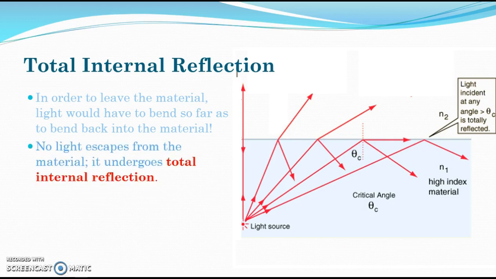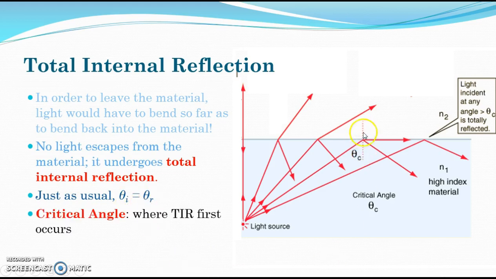The light, therefore, doesn't leave the material. One way or another, it's going to stay. We call this total internal reflection. Total reflection occurs right here at the critical angle. Past this critical angle, the light hits the surface, reflects off of it, and goes right back the way it came. By the law of reflection, the angle of incidence equals the angle of reflection. Angle in equals angle out, same as it always has. The critical angle here is the case where total internal reflection first occurs.